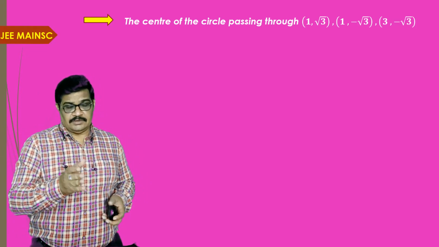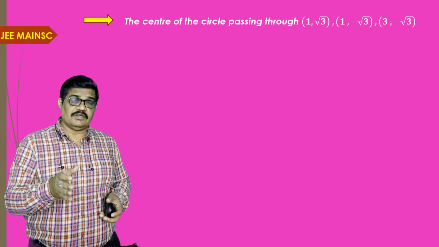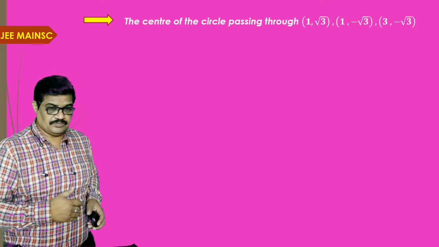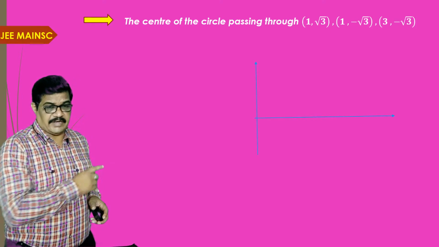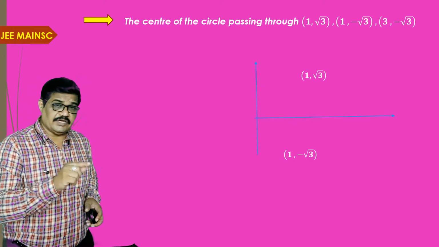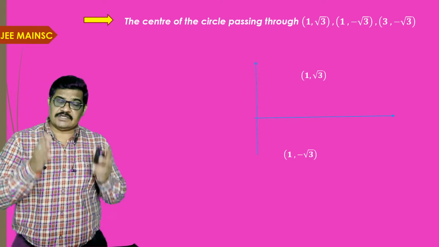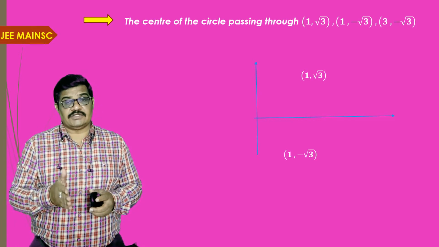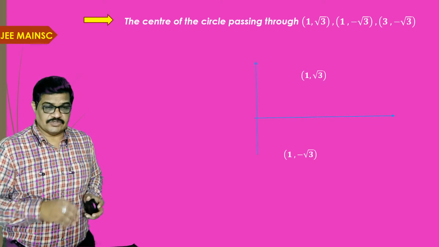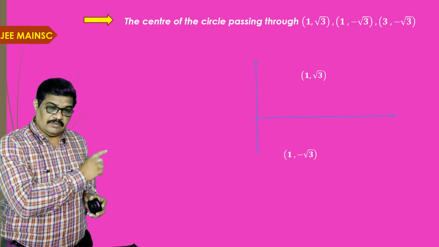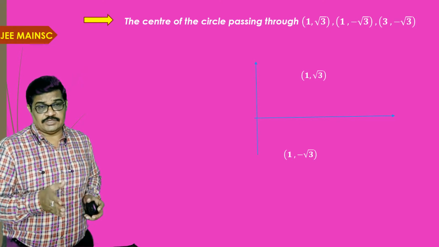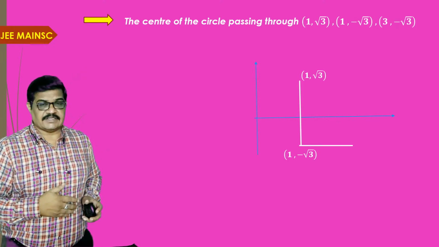Like these problems, most of the time the given points form a right angle. Observe this diagram, with the x-axis and y-axis. Here the first 2 points have the same x coordinates. If x coordinates are the same, then these 2 points lie on a line parallel to the y-axis. See the diagram: (1, root 3) and (1, minus root 3) are the points, and the line joining these 2 points is parallel to the y-axis.